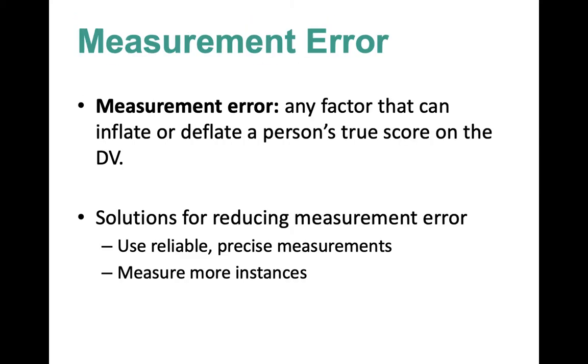So measurement error just refers to any factor that can inflate or deflate a person's true score on the dependent variable. Okay, so make it higher or lower than it truly is. Very simple example, you could think about a person who's 5'7". They could be measured at 5'7.5" because of the angle or vision of a person using the measuring stick, or their height might be recorded as 5'6.5" because the person slouched a little bit. Okay, so that's just a measurement error.